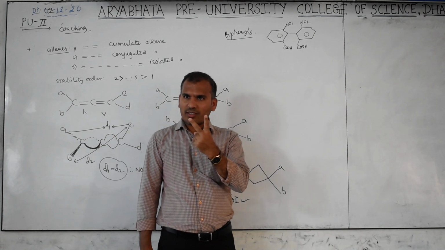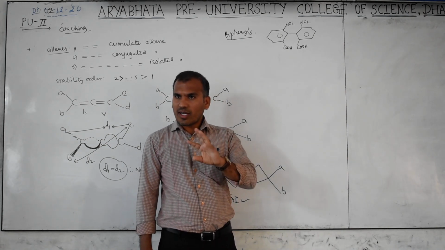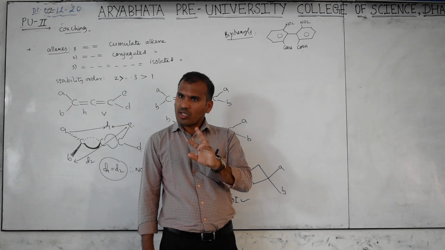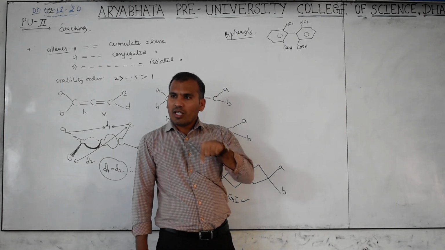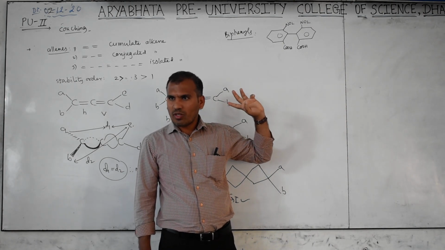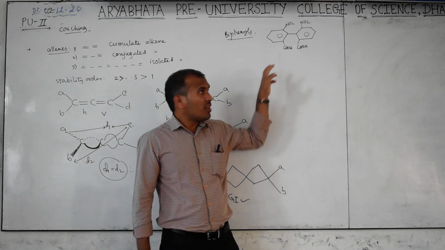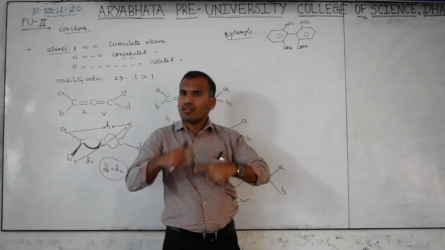Biphenyl with the two rings, can it show this? No. Triphenyls can show it when there is restricted rotation. Which is the restricted rotation here? Is there a double bond? No. Is there a cyclic ring? Not here. This is not cyclic. Here a single bond is there. What about the single bond?